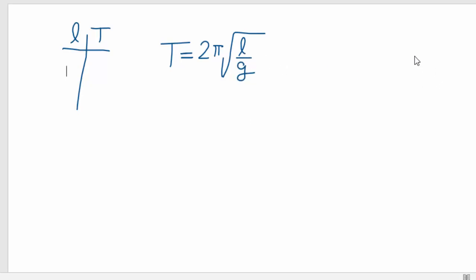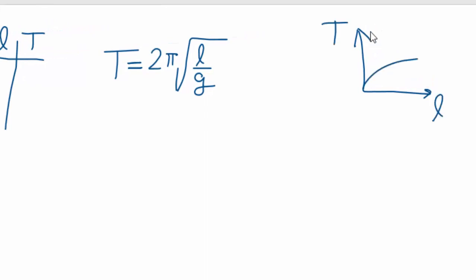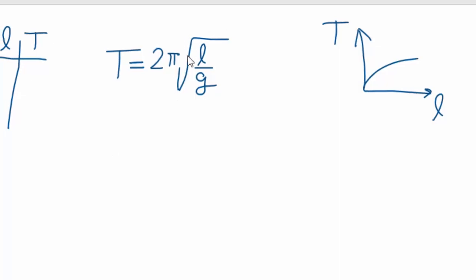Okay, now if you plot a graph of period versus length, you are not going to get a straight line here. What you're going to get is the curve pertinent to the graph of the y-axis versus the square root of the x-axis, which will be in the form of a curve. So how can we get a straight line equation out of this nonlinear equation? The way to do that is to get rid of the square root.